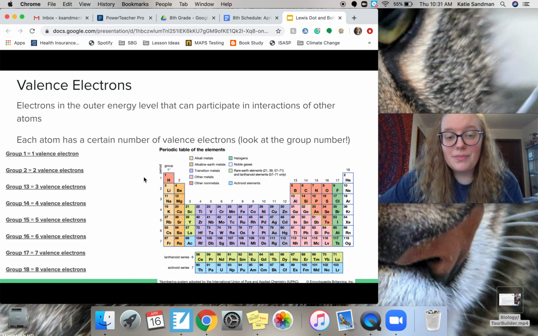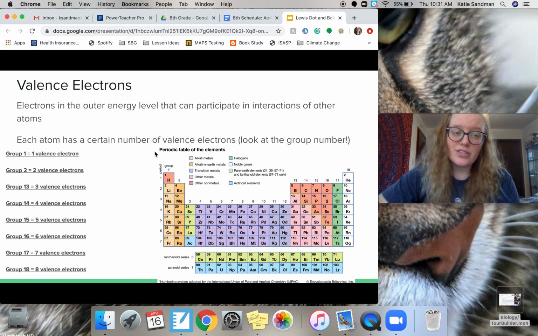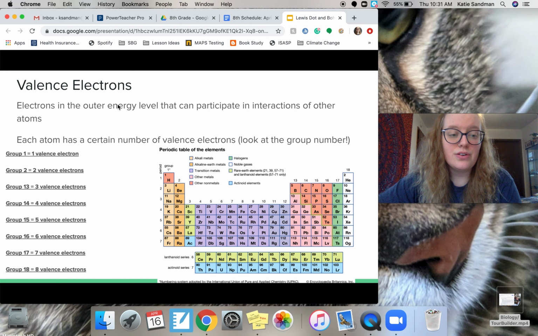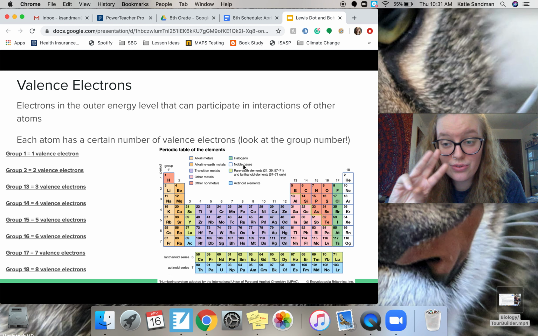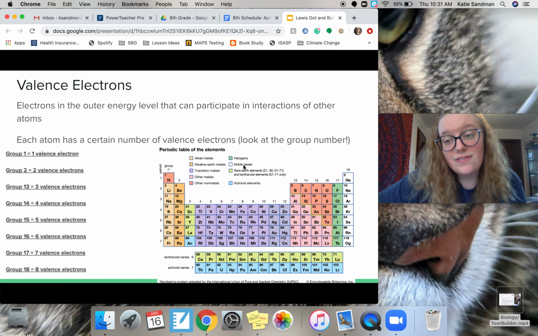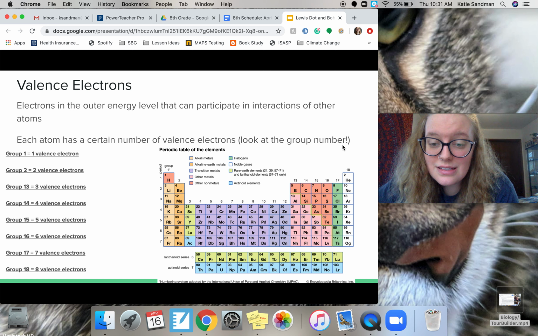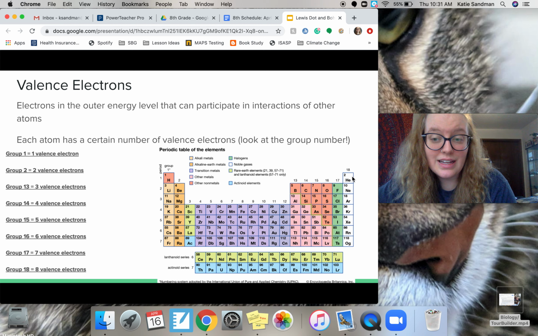So, when we are looking at the periodic table, remember groups run up and down. Group 1 is going to have 1 valence electron. Group 2 is going to have 2. You're going to skip 3 through 12. And then 13 has 3. 14 has 4. 15 has 5. 16 has 6. 17 has 7. And then 18 has 8.